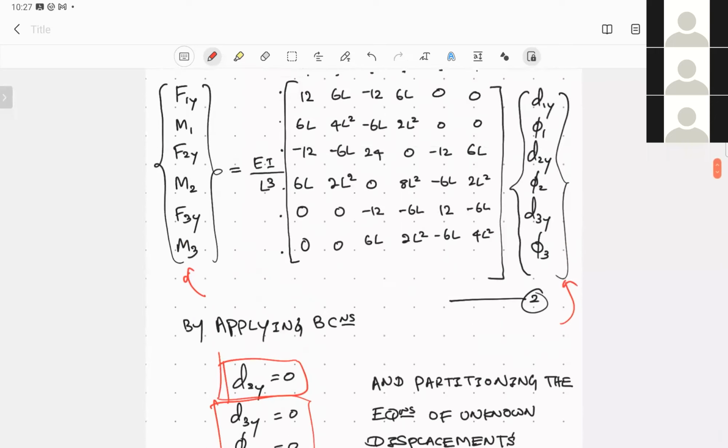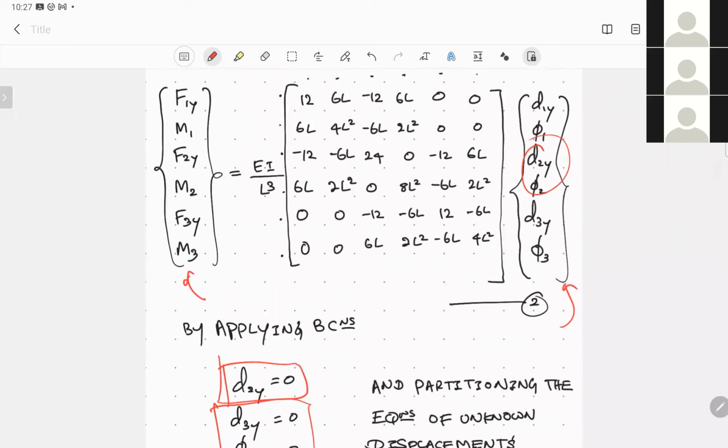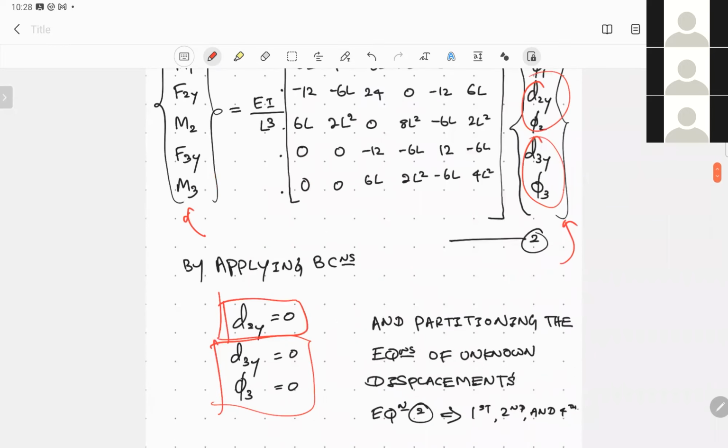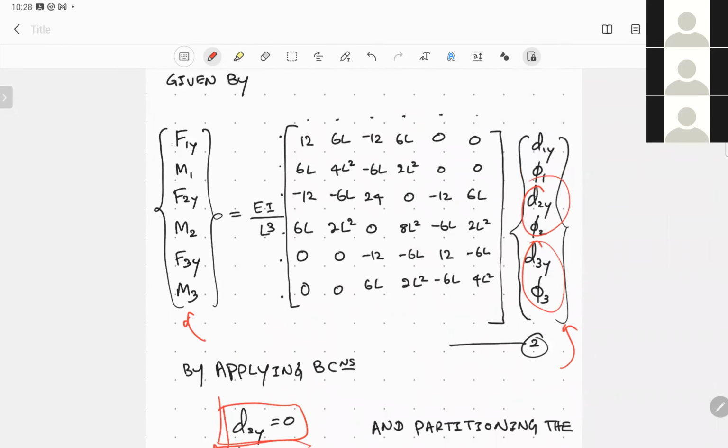And since d2y, d3y, these boundary conditions are zero, you can partition the relevant equations, the corresponding equations would be, you can partition the relevant equations here, where the non-negative terms appear in order to get the solutions.